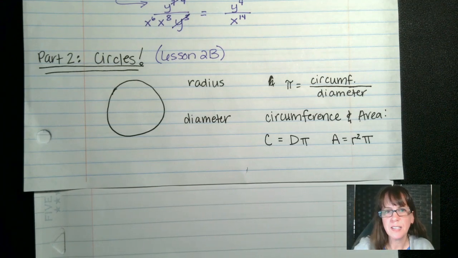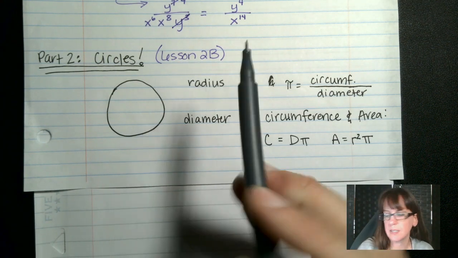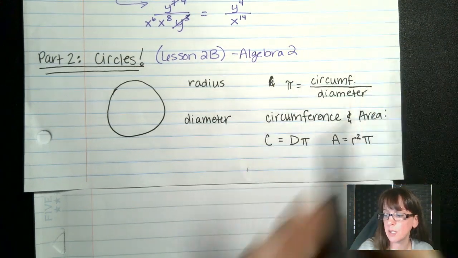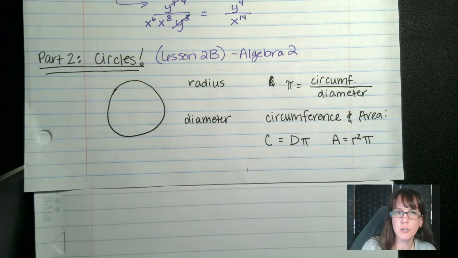All right, so this is for the second part of lesson 2, Saxon Algebra, Algebra 2, I keep saying 1, Algebra 2, Saxon, 3rd edition, part 2 of lesson 2.